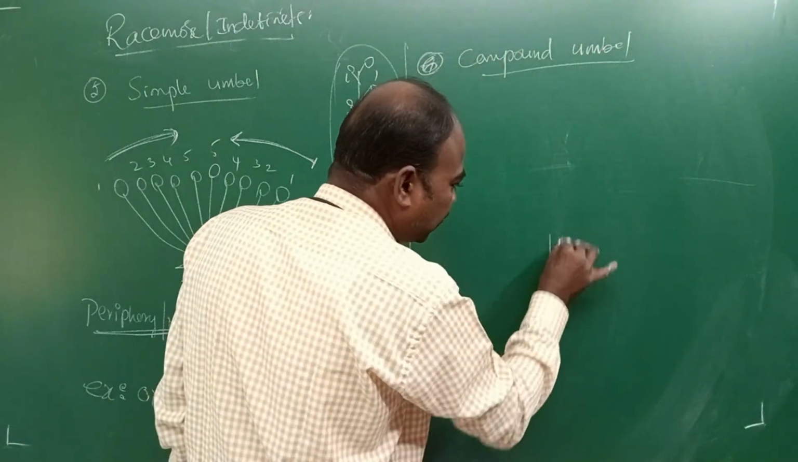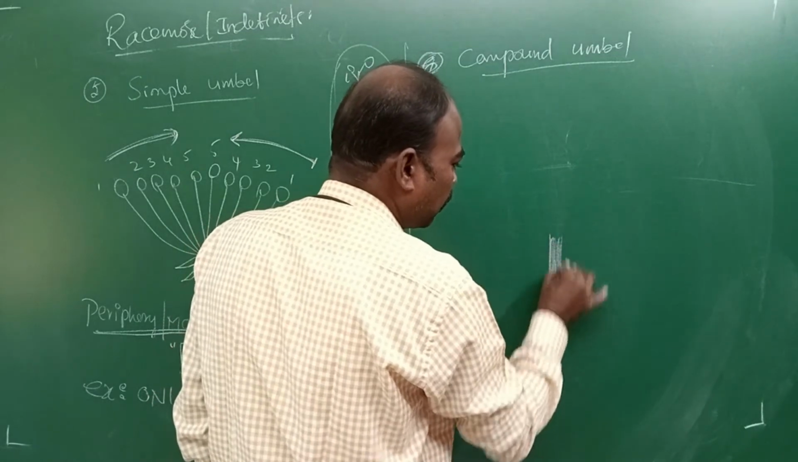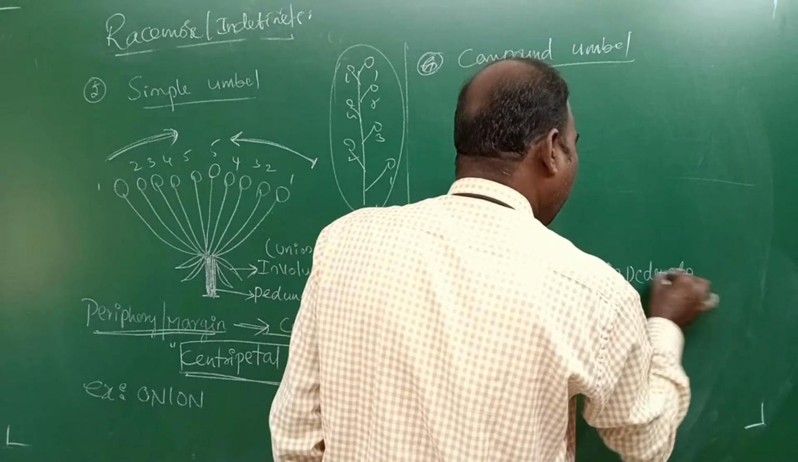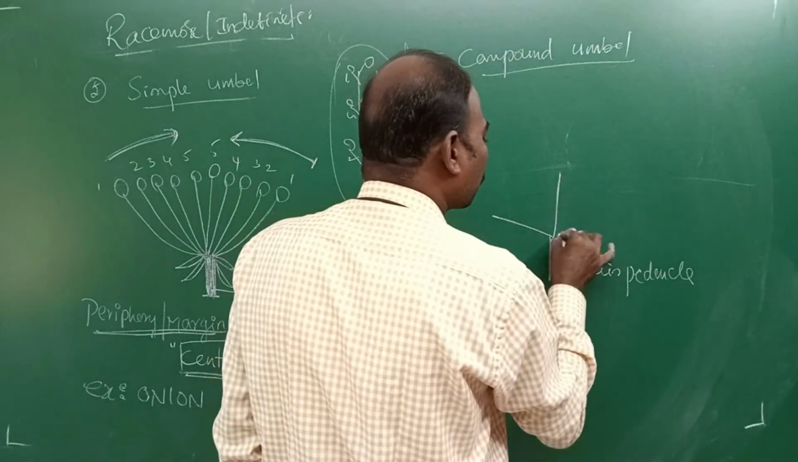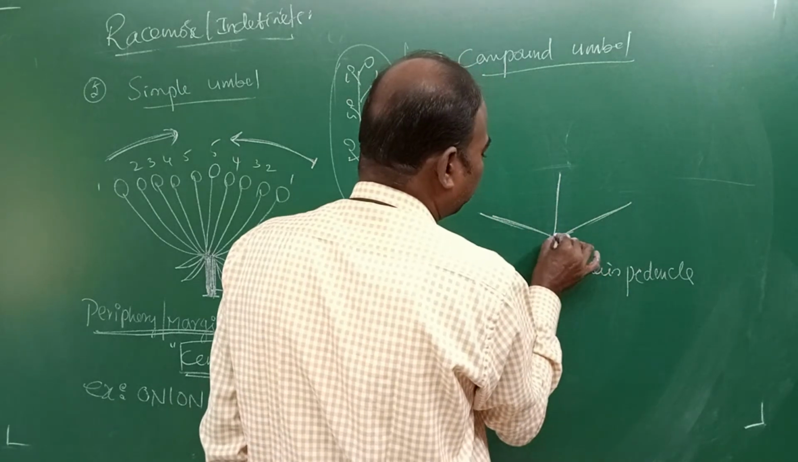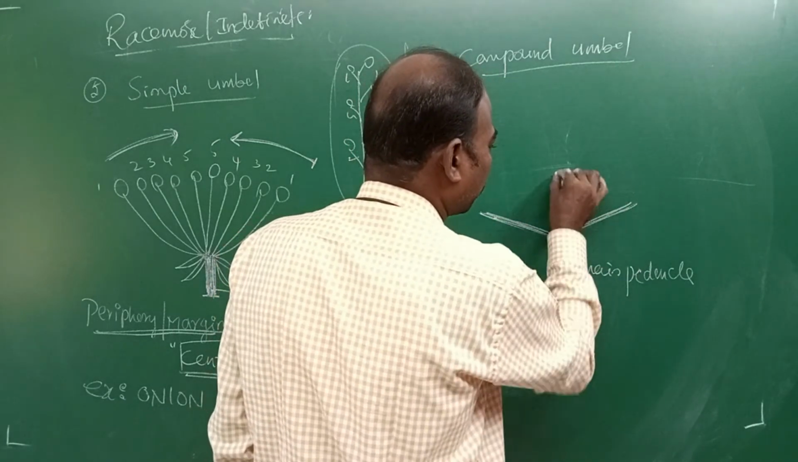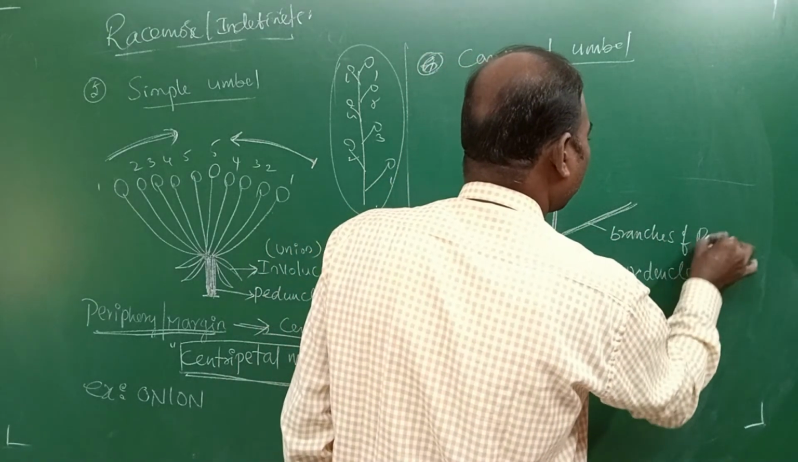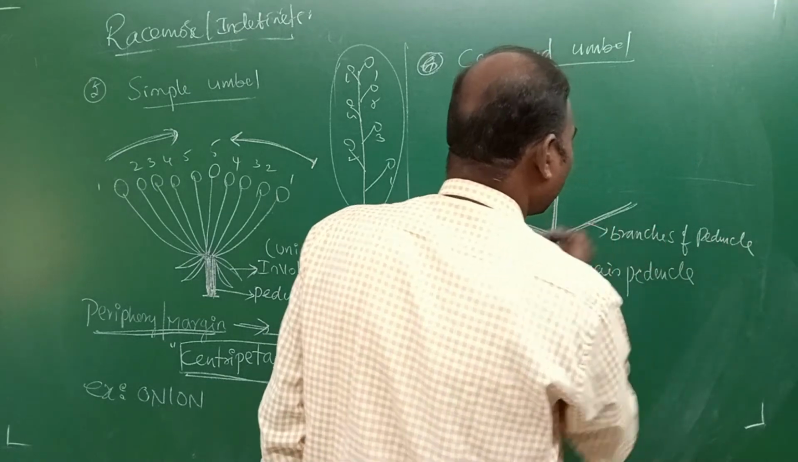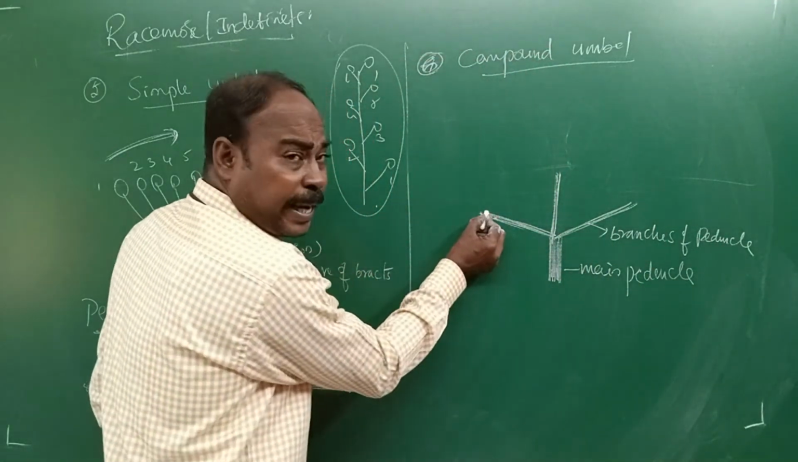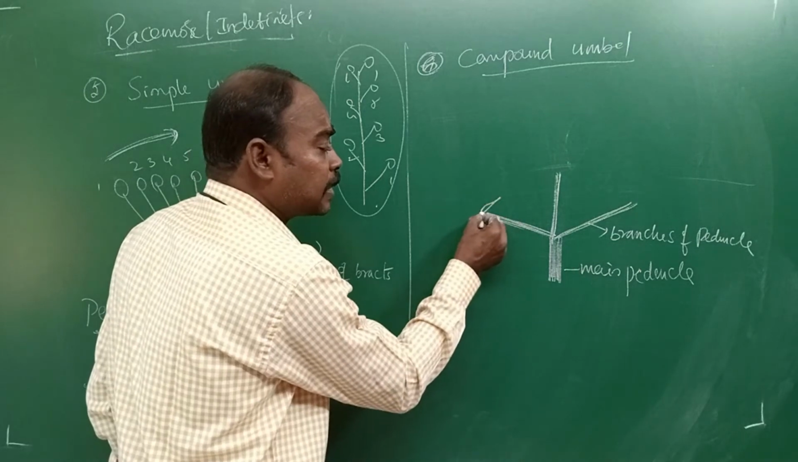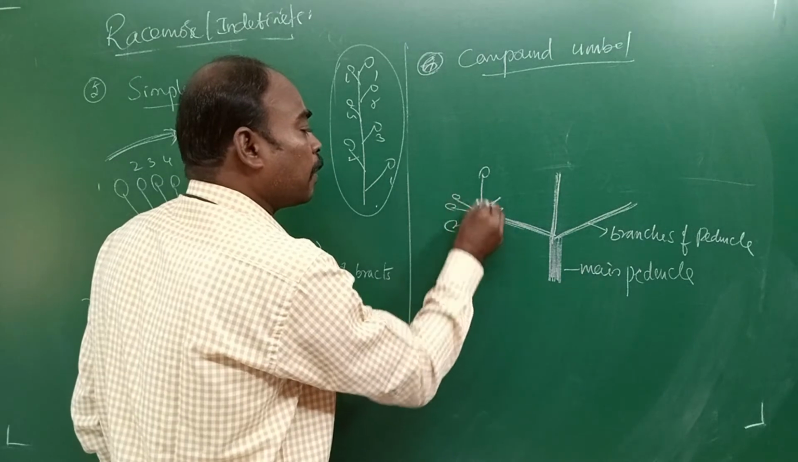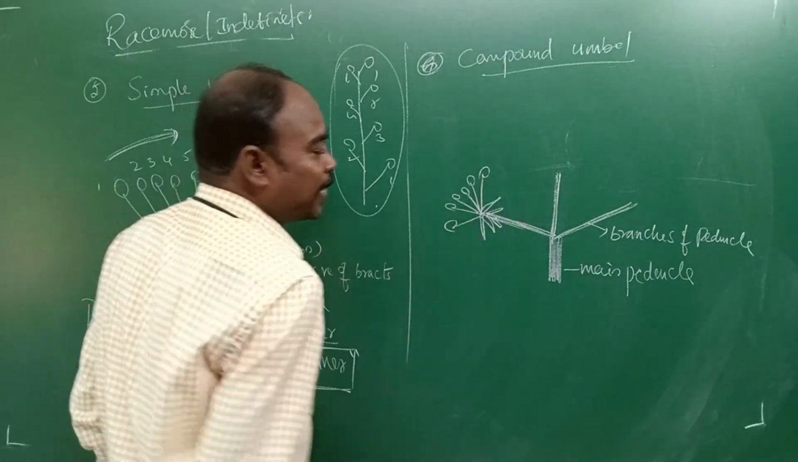Here the peduncle contains the main peduncle. It produces branches. Each branch of the peduncle has flowers in centripetal method. Right?